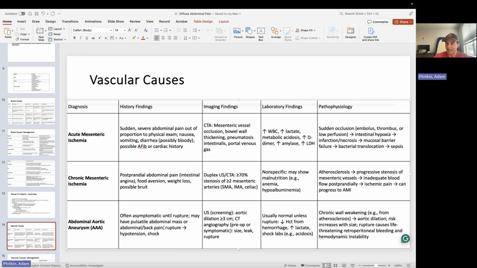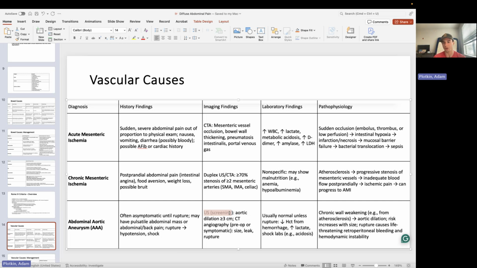AAA is often asymptomatic until rupture. They may have a pulsatile abdominal mass, or they may have abdominal pain or back pain, if it's pushing backwards onto my back. If we get rupture, the patient could go into hypotension or shock, hemorrhagic shock, which I talked about in my postpartum hemorrhage lecture. We usually do ultrasound screening for men age 65 to 75 who have ever smoked, right? We classify ever smoking as greater than 100 cigarettes.